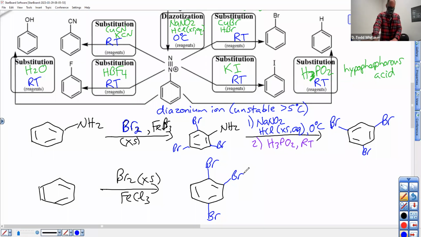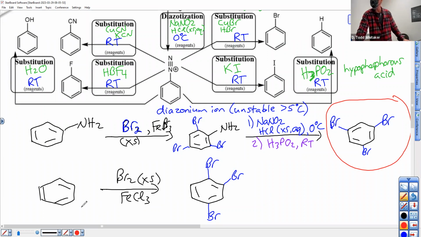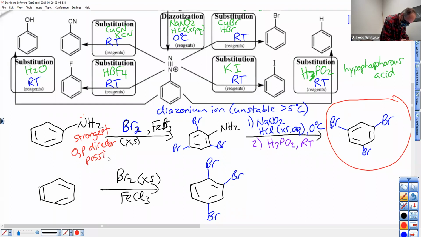Okay? But say you were told I want to make that. This is not an approach that you can use, is it? That's the message I want you to have right now. If you want to try to make that, you can't put the bromines on directly. You got to take advantage of the fact that NH2 is the strongest ortho-para director possible. So putting all the groups ortho and para puts the bromines meta to each other.